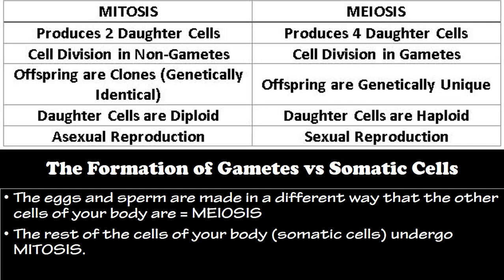In mitosis, the daughter cells that are formed are diploid, meaning they have 2 sets of chromosomes, one from each parent. In meiosis, the daughter cells that are formed are haploid, meaning they only have 1 complete set of chromosomes. Mitosis is a form of asexual reproduction. Meiosis is a form of sexual reproduction.